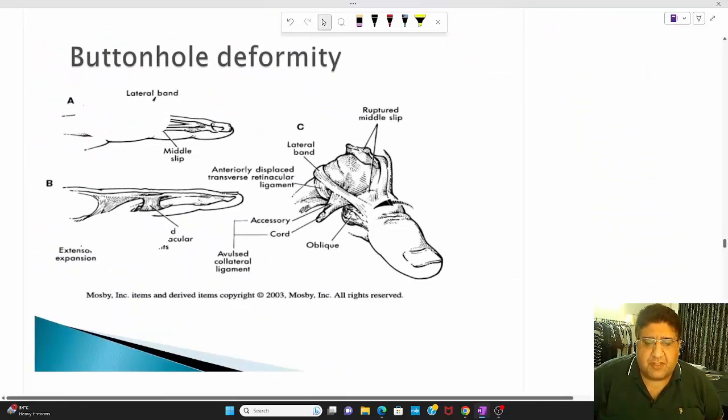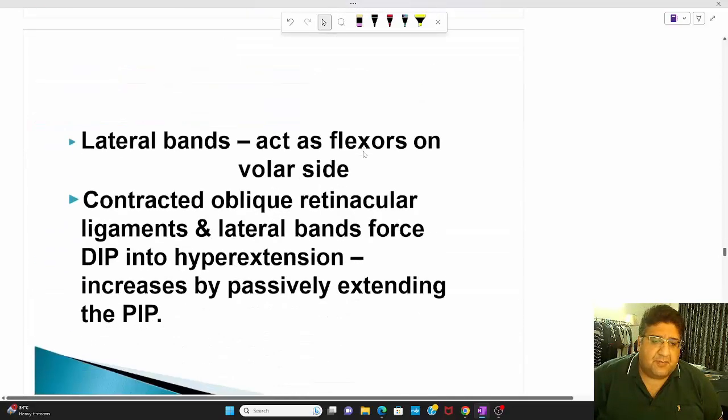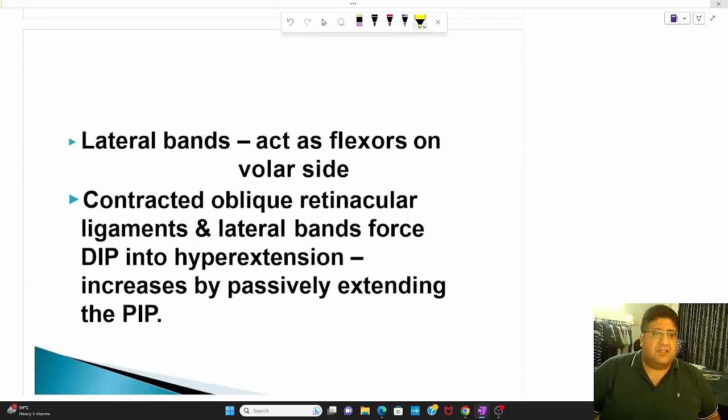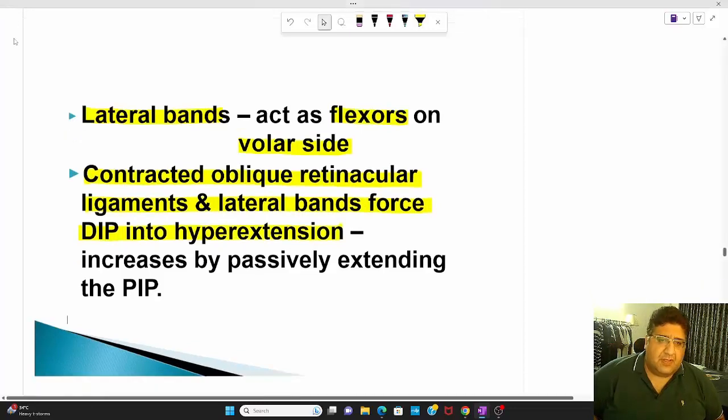So you have a ruptured central slip, middle slip, because of which you have hyperflexion at the PIP, then bowstringing of the lateral cords, and they are leading to hyperextension at the DIP. This is the same thing which I have already told you. The same thing is mentioned here. That lateral bands, they act as flexors on the volar side, and contracted oblique retinacular ligament and lateral bands force DIP into hyperextension. So this is the same thing that we have already discussed.